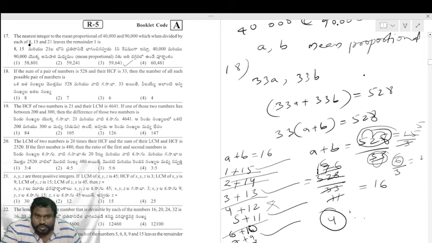So what are the 4 possible ways? What we have seen just now. The answer would be this one. Okay, next, 19. So these are all LCM HCF problems, easy problems.